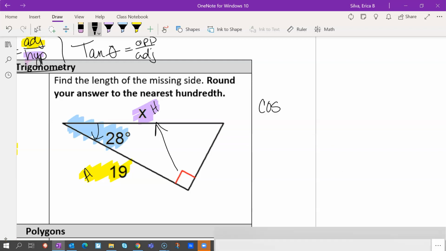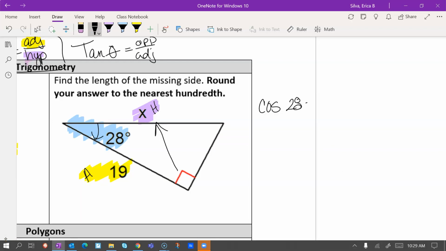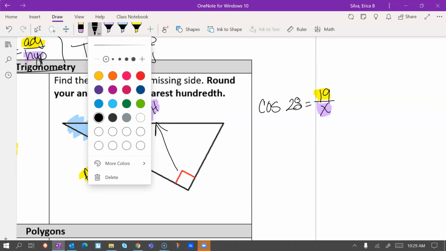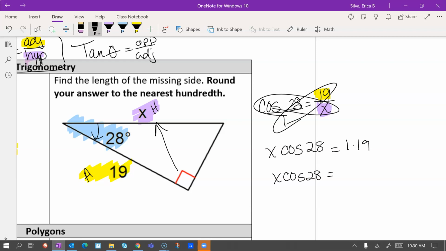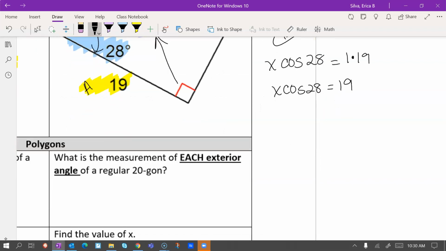We've got cosine. Now we can say that cosine of our angle measure, 28 degrees, is equal to our adjacent side, 19, divided by our hypotenuse side, which is x. Now, if you remember, we're doing cross multiplication here, which is basically multiplying these two is equal to multiplying these two. One times 19 is 19. And then we divide by the cosine of 28.